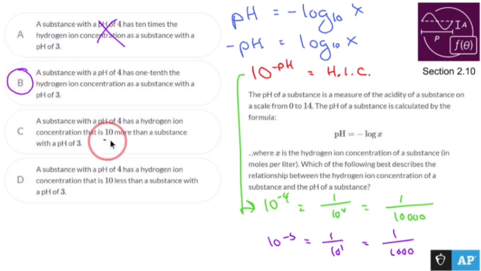It has nothing to do with adding more to it or subtracting 10 from it. It has to do with taking 1/10 of it. Very interesting problem.